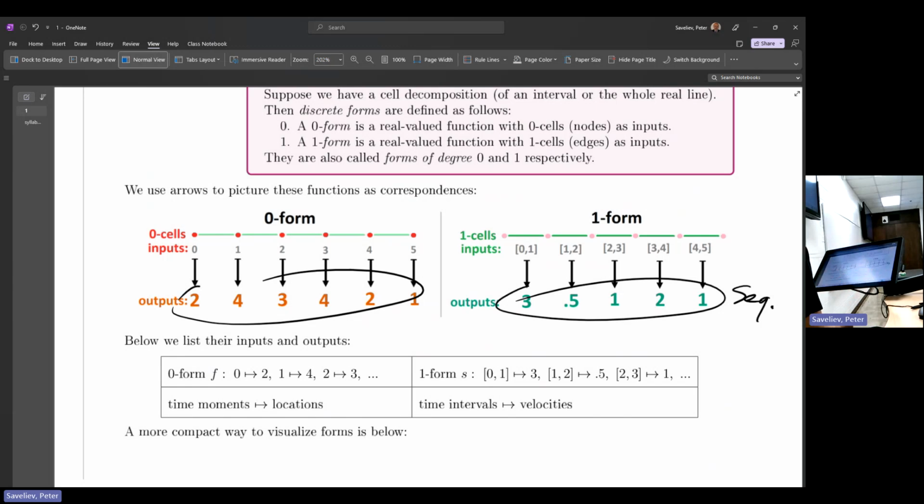Okay, so 0 form, as you can see, you can write 0 goes to 2, 1 to 4, 2 to 3. Time always gives you locations, and time intervals give me velocities. That's on the right. So during interval 0, 1, I was moving 3 miles an hour, and then I was moving half a mile an hour, and so on.